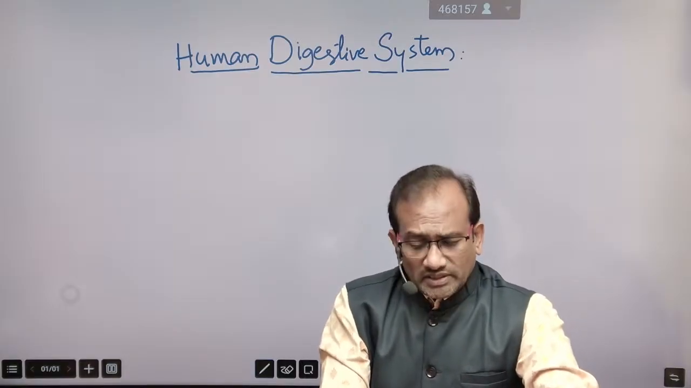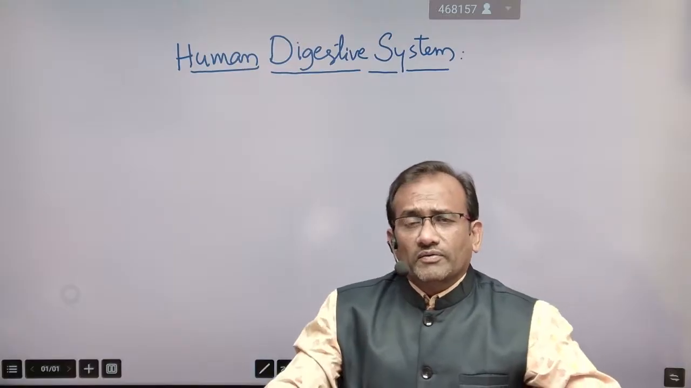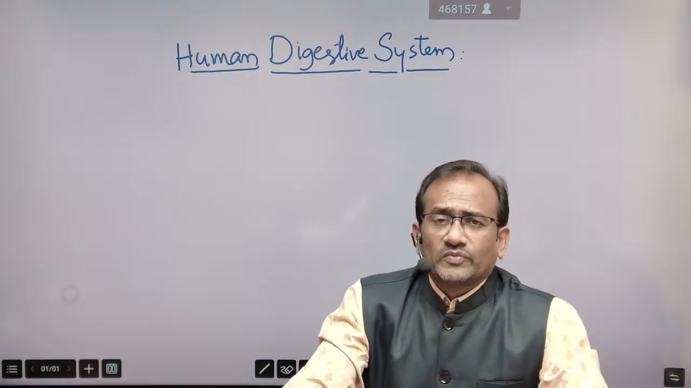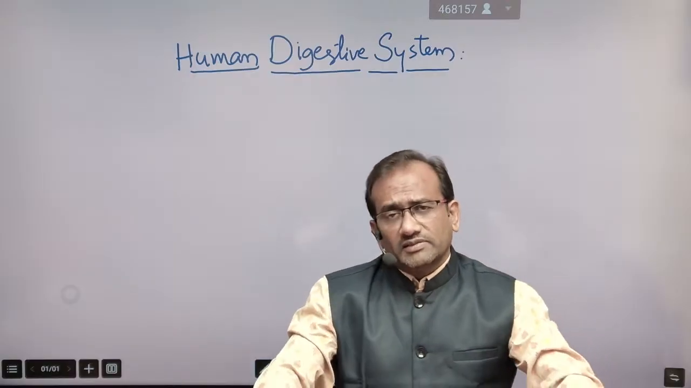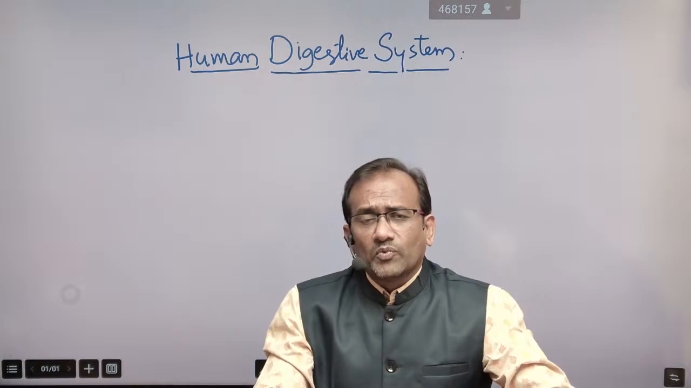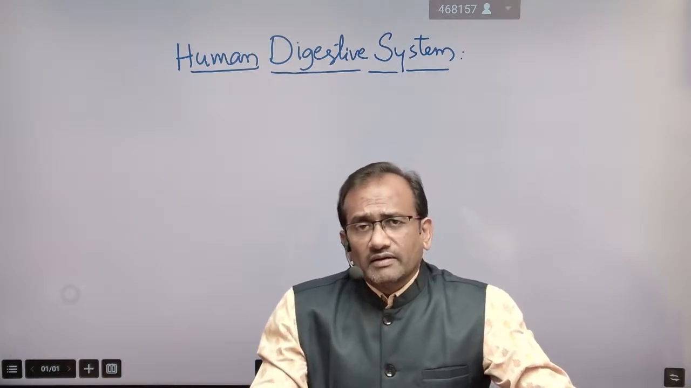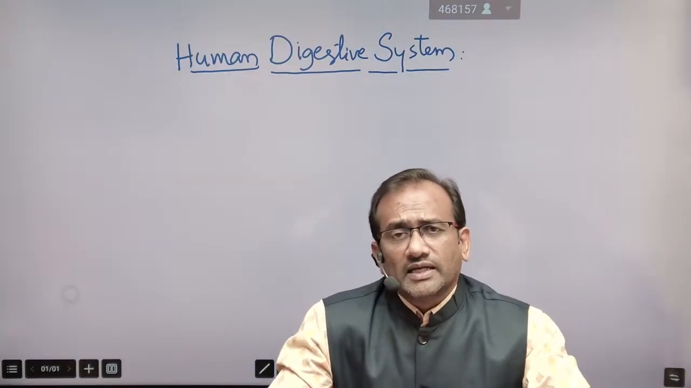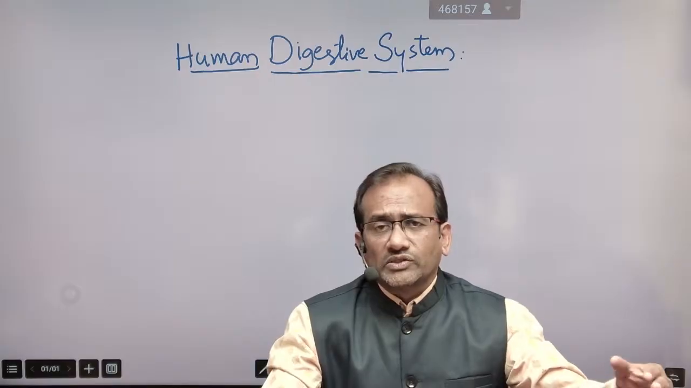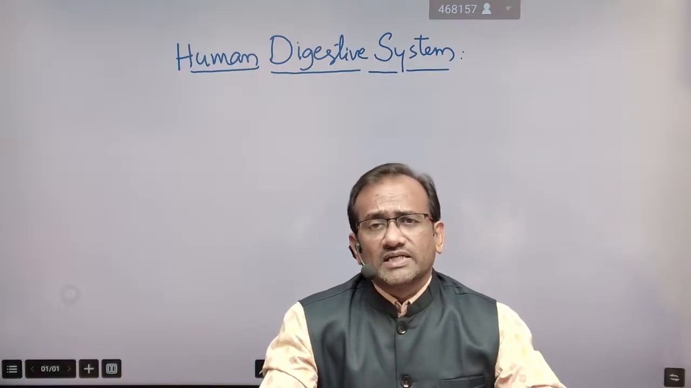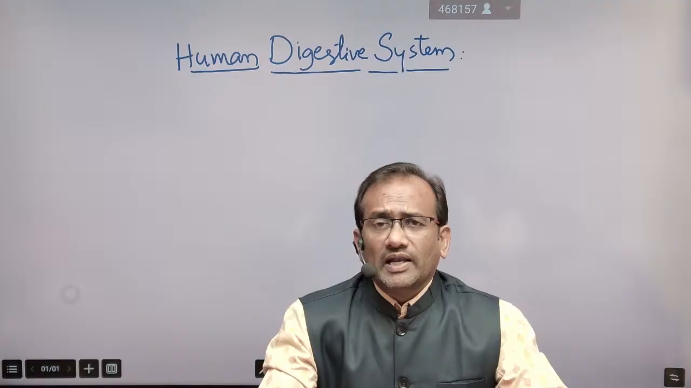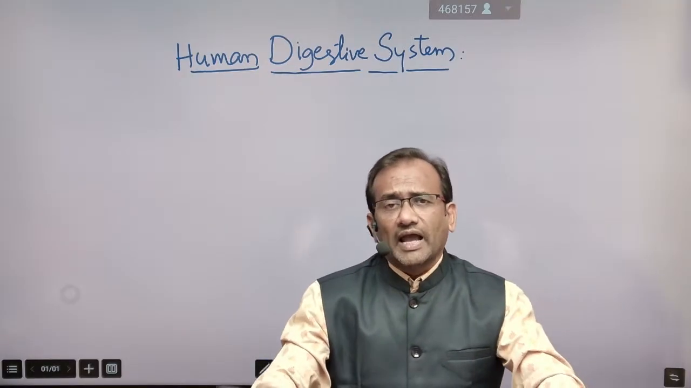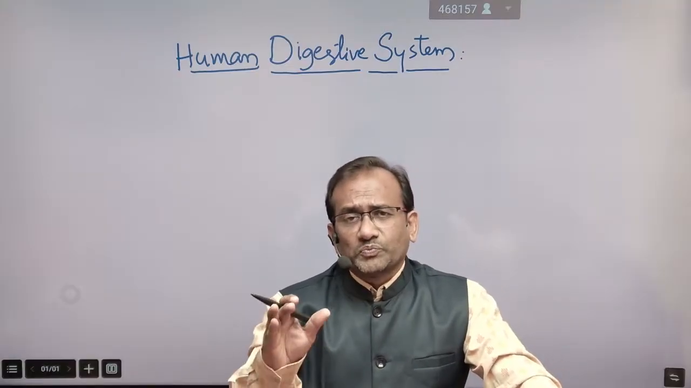Let's start our session. We started in the last class, the human digestive system. For our convenience, to know better about the digestive system, we divided the human digestive system into two categories. One is the alimentary canal, the second is associated glands or digestive glands. In the last session, we discussed the alimentary canal. The alimentary canal starts with the mouth and ends with the anus. The first part is the mouth.